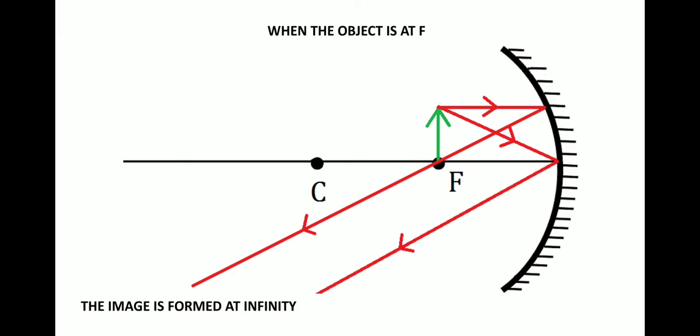This property of image formation is used in torches, where the bulb lies on the focus and the light is reflected towards infinity, so it makes the light travel very far away, and it makes the things visible. Also the headlights of cars and buses follow the same principle.